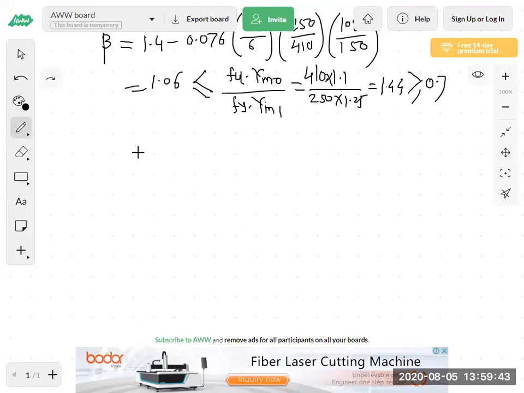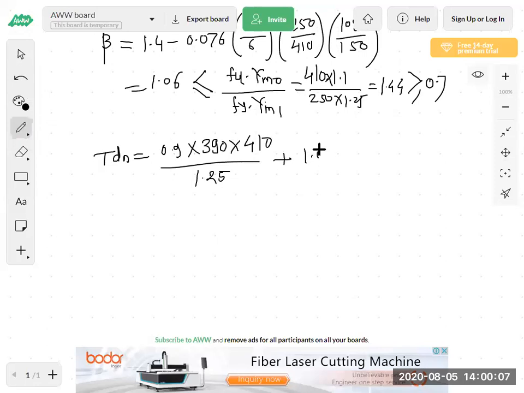Again now. TDN is equal to 0.9 into ANC, which is 390, into Fu, which is 410, divided by gamma M0 or M1, plus beta, which is 1.06, into AGO. AGO is 342 into Fy, which is 250, and gamma M0 is 1.1. Calculate TDN.